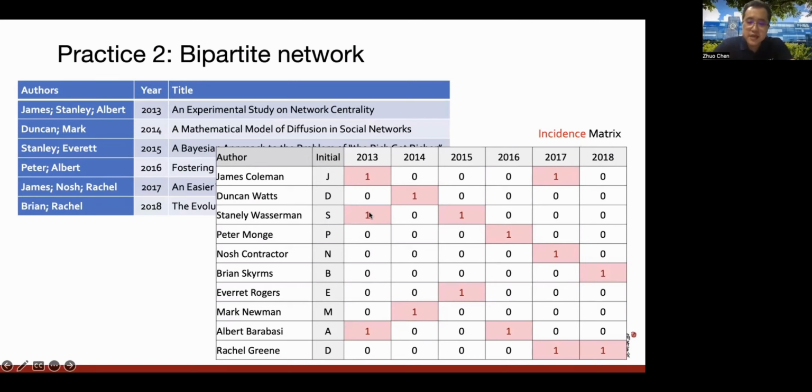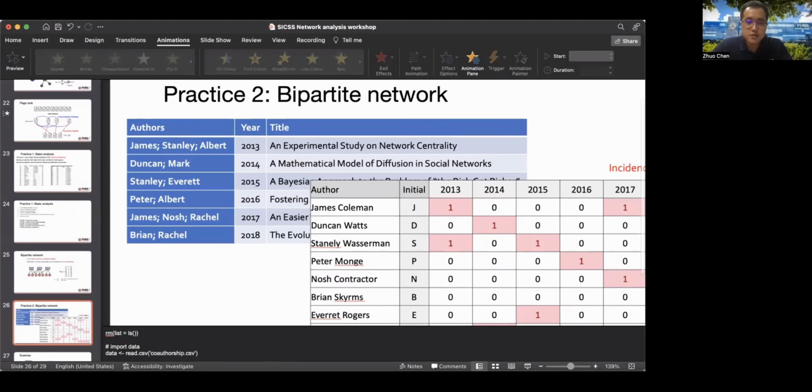In an incidence matrix, the columns represent the incidence. In this case, the incidence means our article, and in the previous example, it means the group. So the columns are the incidence, whereas the rows are the individual nodes. Because the article names are too long, I just use the year of publication to indicate the article, because they are different. So for the 2013 article, the authors include James Coleman and Stanley Wurzman, et cetera. So this is called an incidence matrix, and we can analyze this kind of bipartite network very similarly. All right, so let me show you my RStudio.